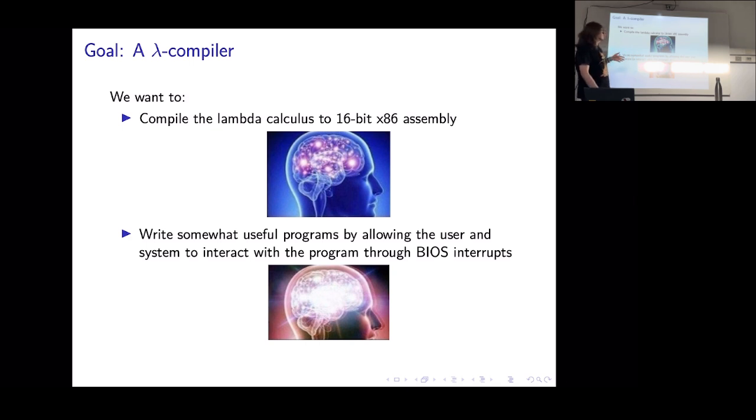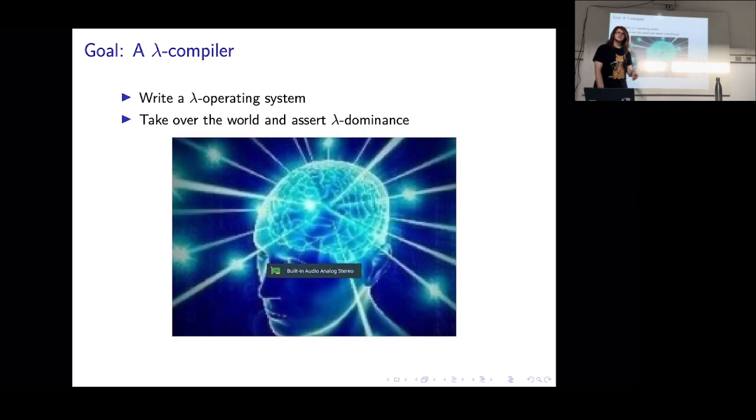So, why are we using 16-bit assembly? Because this way we can use BIOS interrupts and we don't have to do all the scaffolding to make stuff work. The ultimate goal is to write a Lambda operating system. Now, some things like that exist, but ours is cooler. And ultimately, with our operating system, take over the world and assert Lambda dominance.